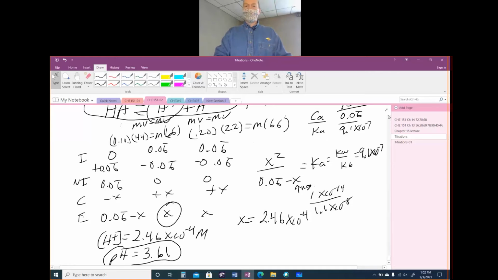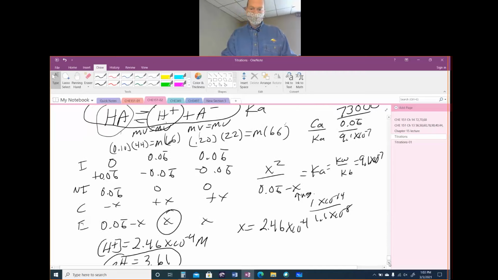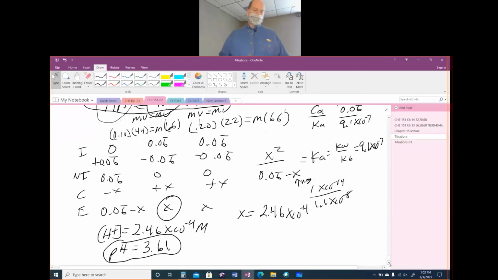All right, so note the equivalence point here. A strong acid reacts with a weak base to form a weak acid. So anytime you have the equivalence point of a strong acid with a weak base, it's always going to be less than 7, because you are always forming a weak acid. And in this case, the answer was 3.61.